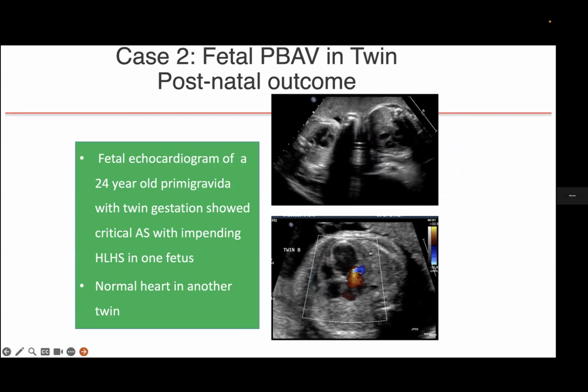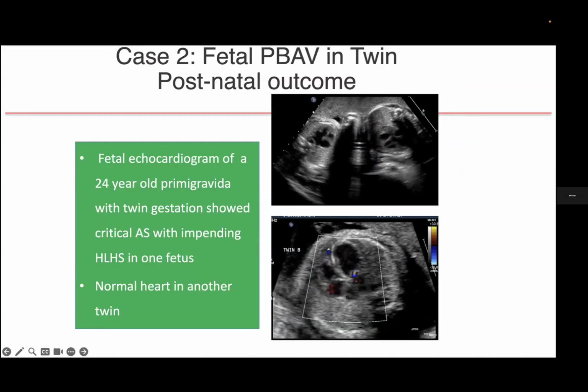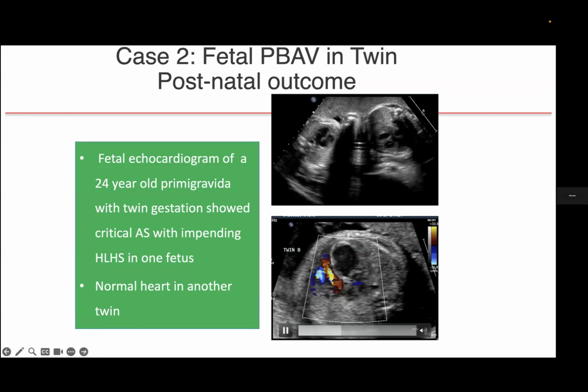Now let's look at this second example. This was actually a twin pregnancy, and the other twin was normal. The first twin, as you can see here, there is a severely dysfunctional left ventricle, and there was mitral regurgitation, and this happened secondary to the aortic valve stenosis.